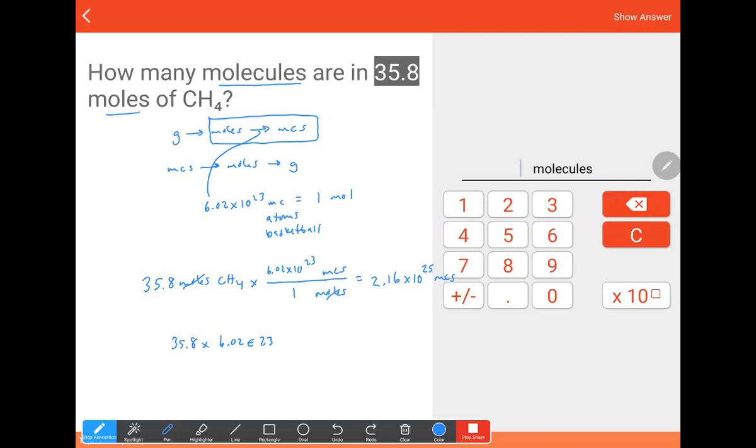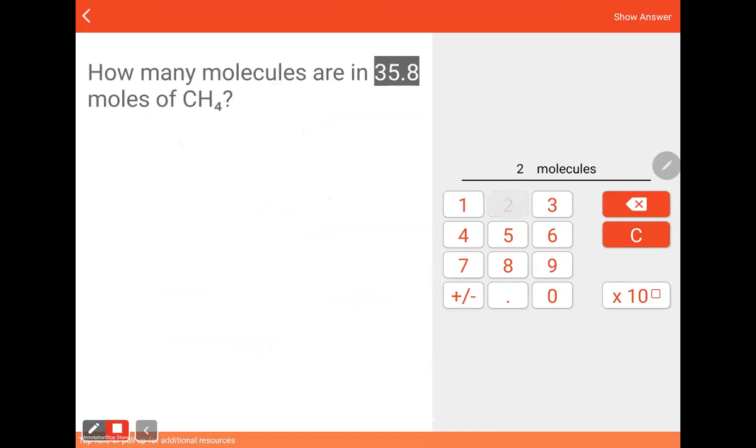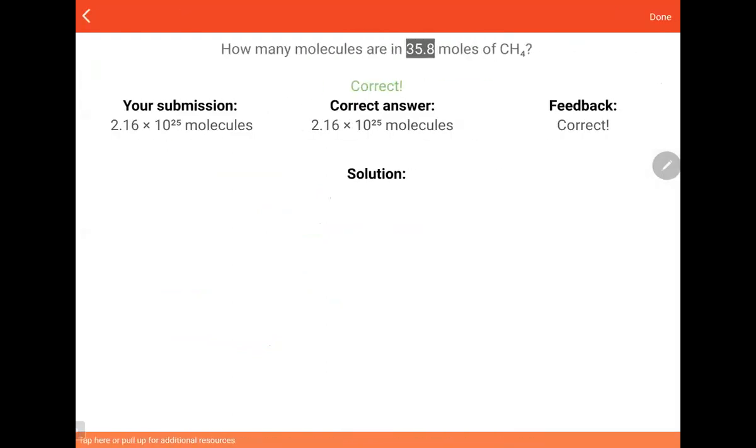Before we do that, let's think. So if I had grams, I would have to multiply by grams per mole from molar mass. This comes from the periodic table, and then I would say moles to molecules. So I have an additional step there. Okay, 2.16 times 10 to the 25th. There we go.